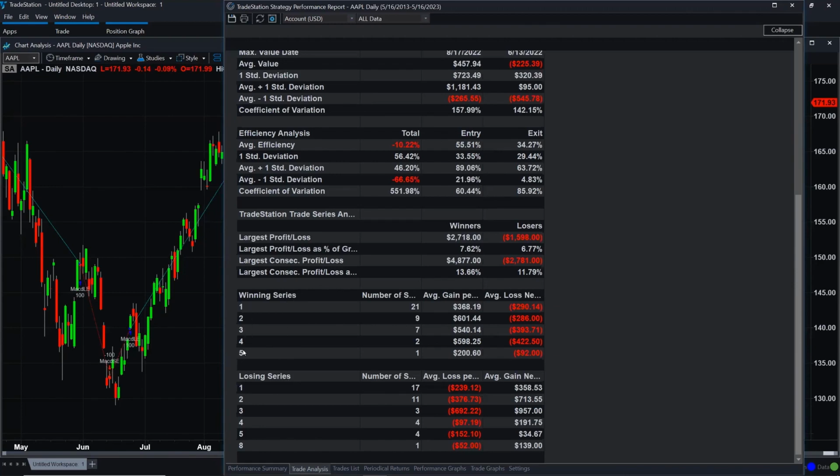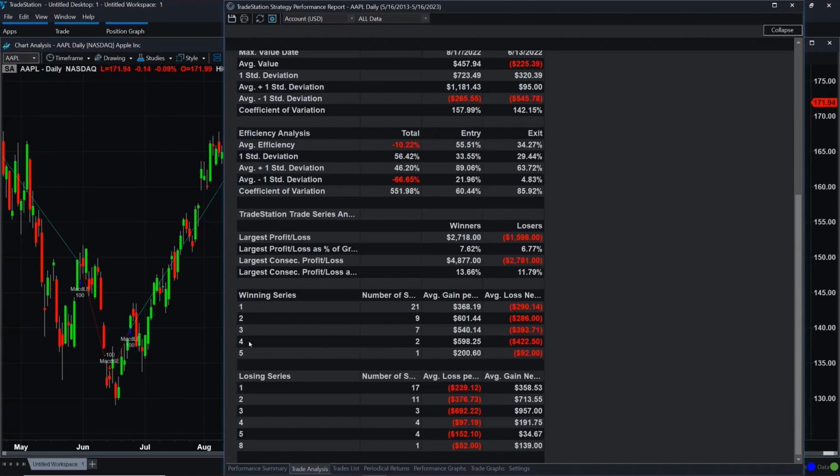The number on the left-hand side is the number of trades that you lose or win consecutively. So if I'm looking at the winning series, I'm looking at the 5 here. That means 5 consecutive winning trades. How many times did that happen? 1 time. So the numbers right here are the number of times that the series happened.